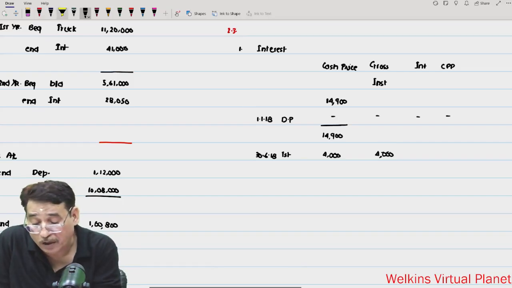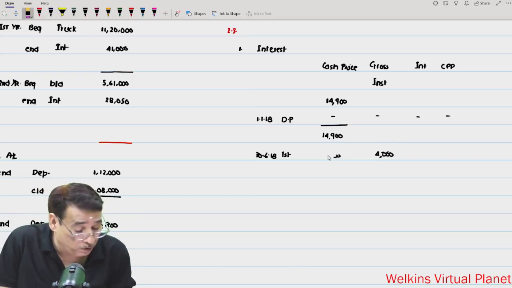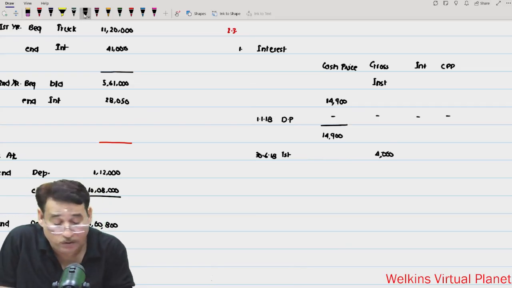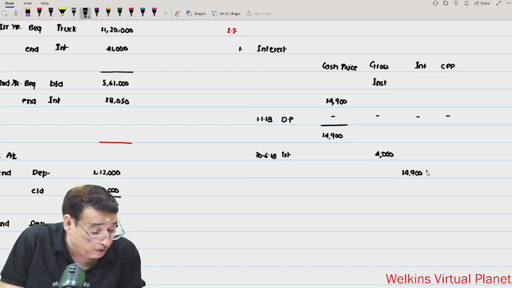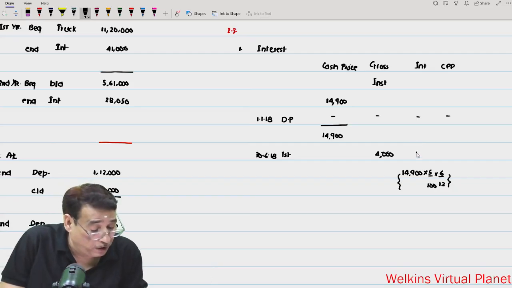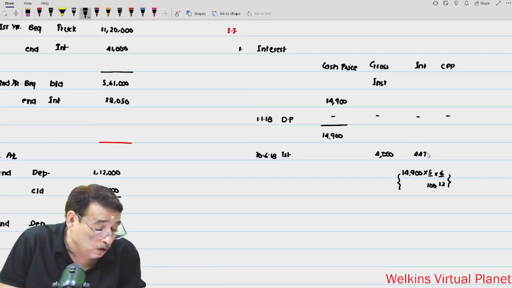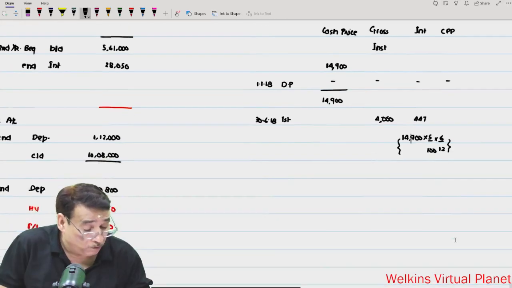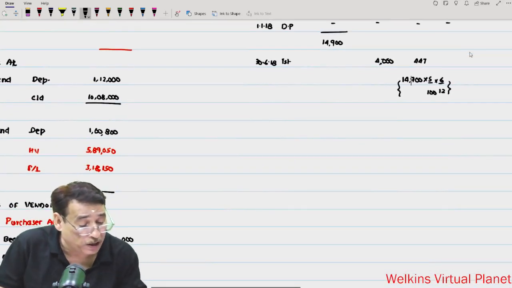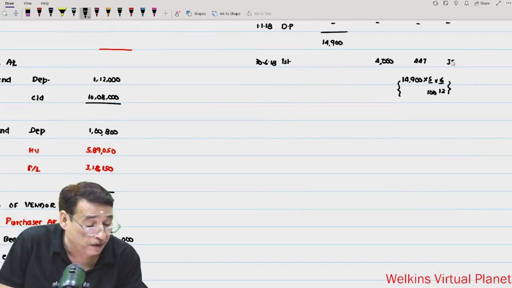Now, in order to compute the interest, see here, 14,900. This is the amount, and rate of interest is 5% in the question. And for 6 months, you will have to compute the interest. Correct? This is how you are going to compute the interest. Is it clear to you or not? So 447 will be your amount of interest. Subtract 447 from 4,000 to get what we call your cash price portion, which will be equal to 3,553, I think so.